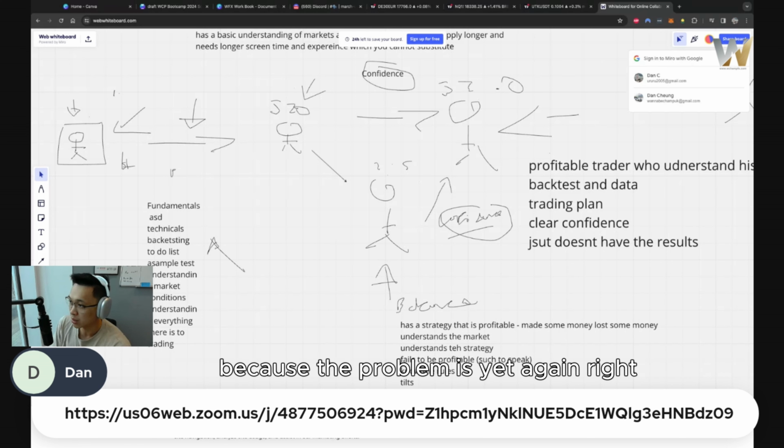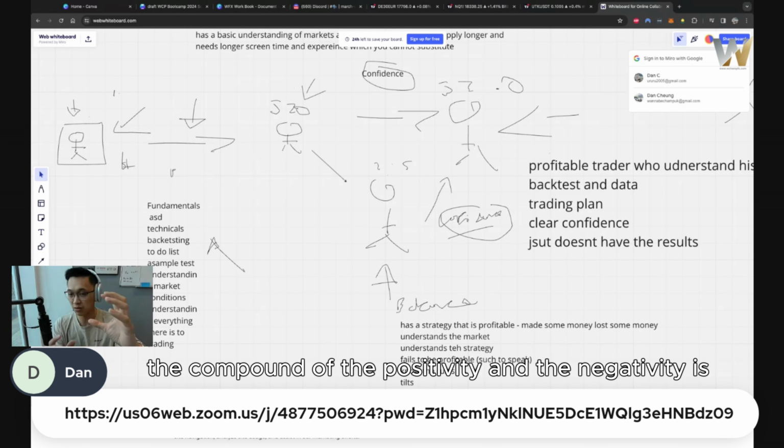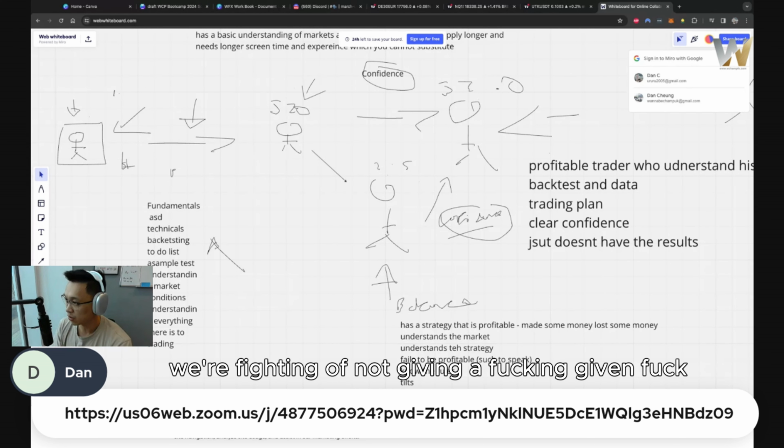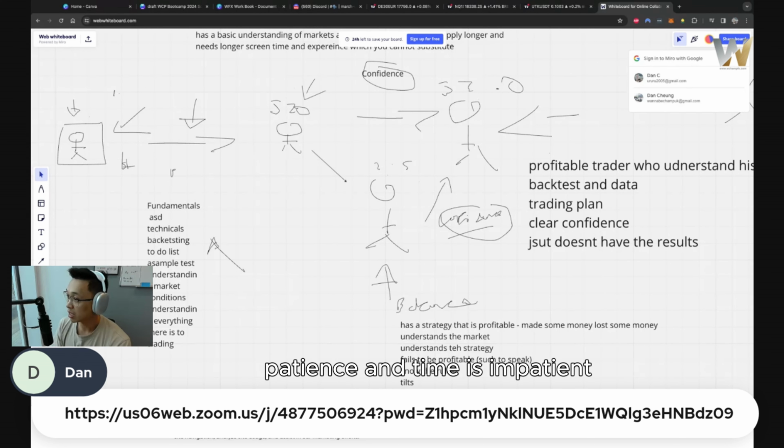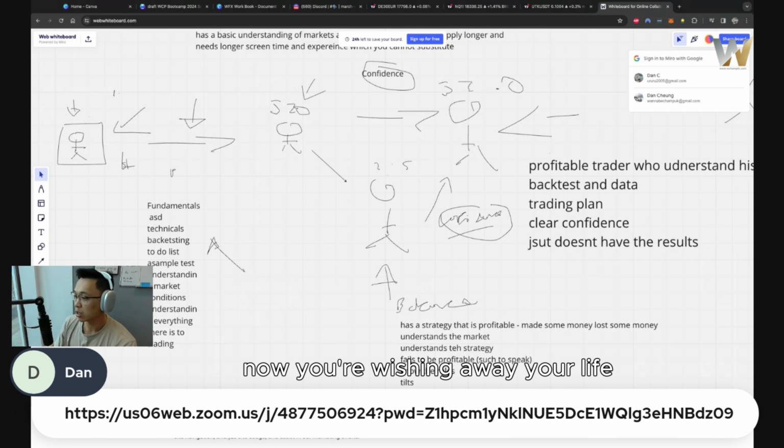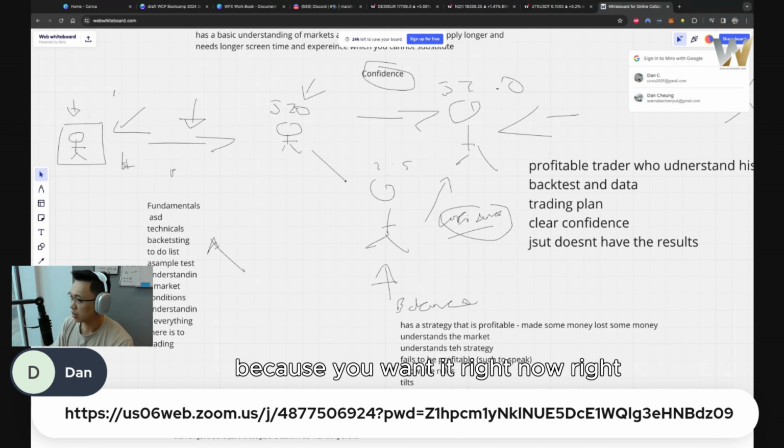Because the problem is, yet again, the compound of the positivity and the negativity is, let's just say we're fighting of not giving a fuck and giving a fuck. Patience and time is impatient and right now. But then you're wishing away your life because you want it right now, right?